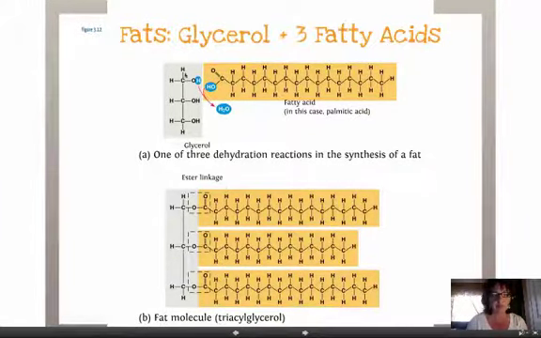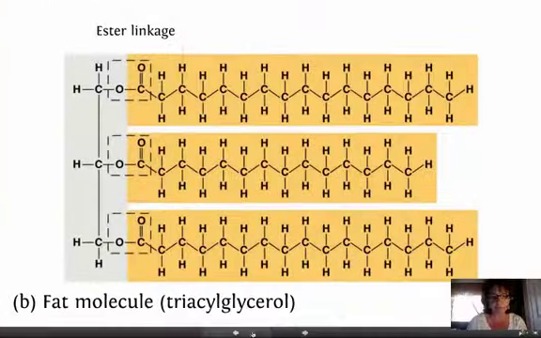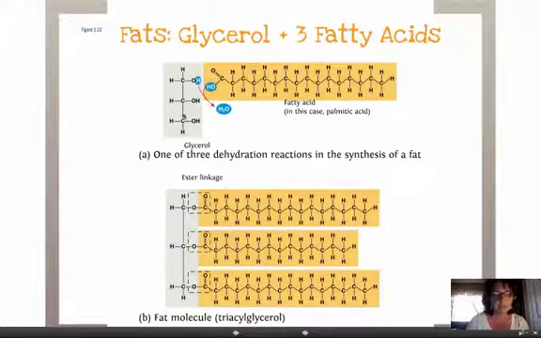So we're going to have the base molecule be a glycerol. And this glycerol has 3 carbons and 3 hydroxyl groups. And to each of these hydroxyl groups, we're going to save the oxygen and attach a fatty acid to it.